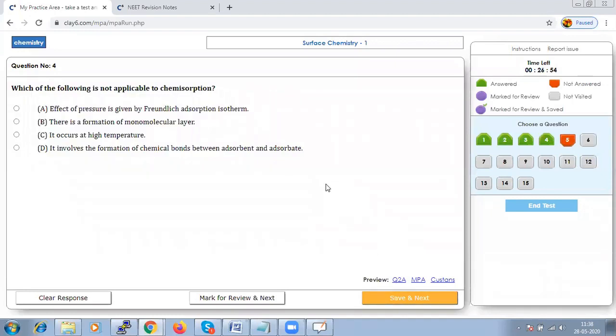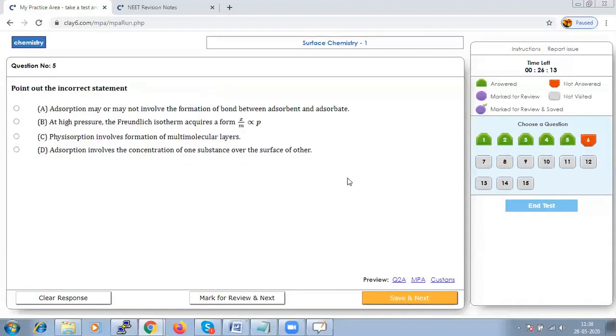Which of the following is not applicable to chemisorption? When we study the properties of chemisorption, it's very simple to answer these types of questions. In chemisorption, do remember the effect of pressure is actually not given by the Freundlich adsorption isotherm. So option A should be the right answer. Let us save that and go to the next.